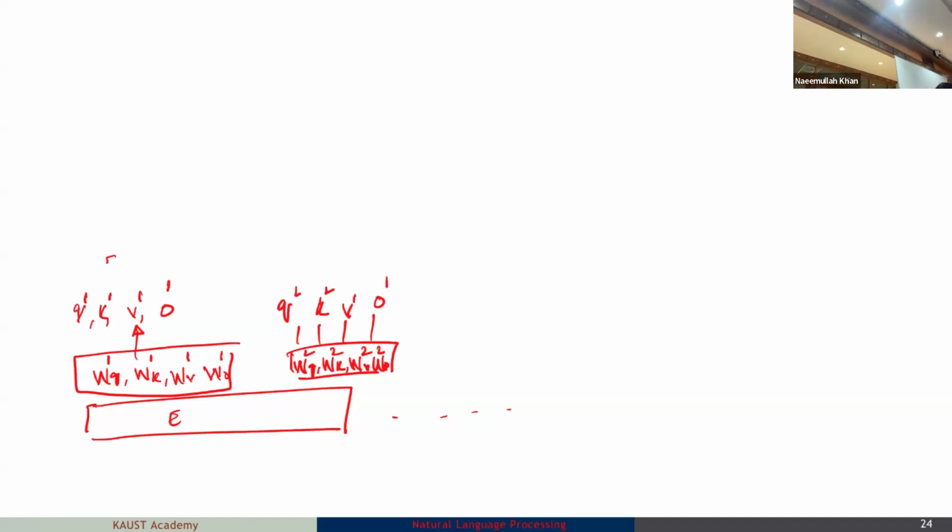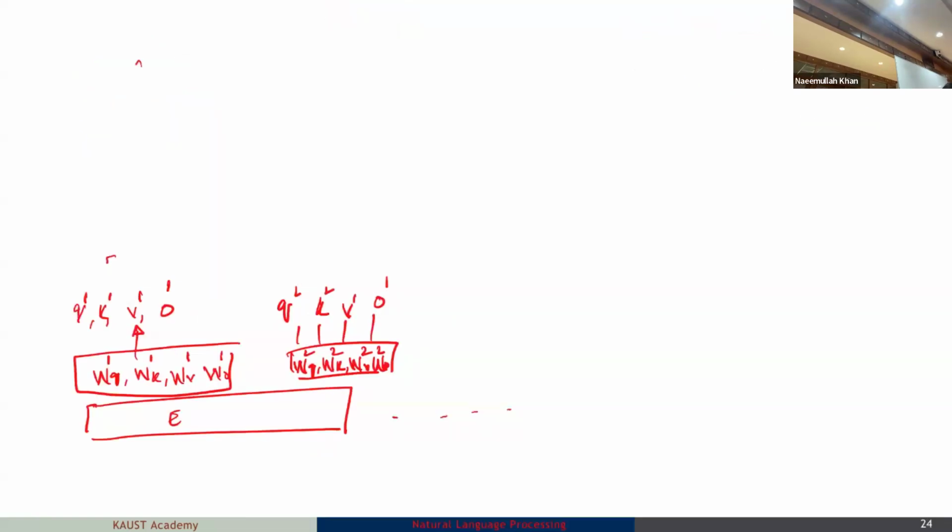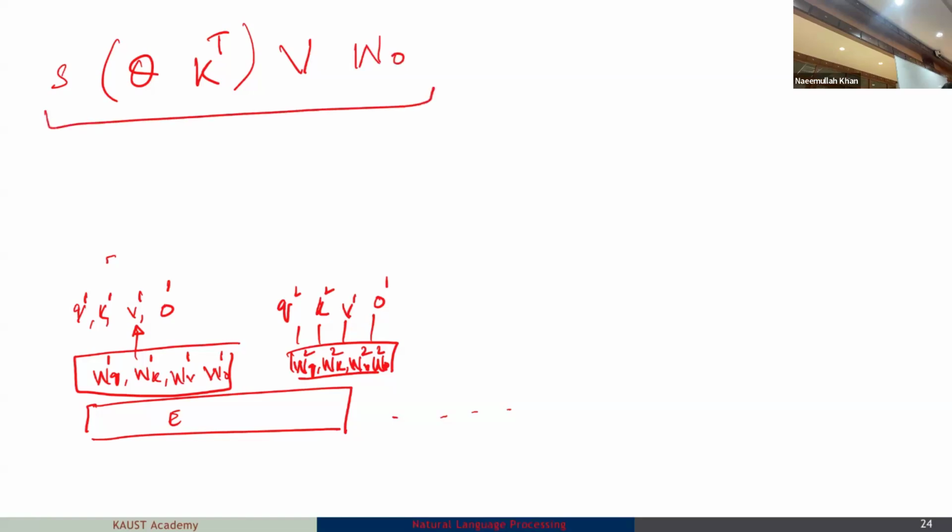So previously, if you look at all the numerical computation that I did, I had a query matrix. I took its multiplication with the transpose of the key matrix. I took the softmax of it. I multiplied it with the value matrix, and I multiplied it with the output matrix. This is for one head.